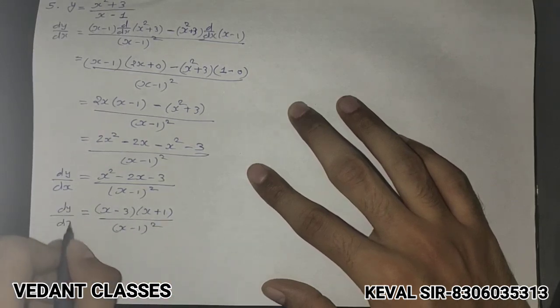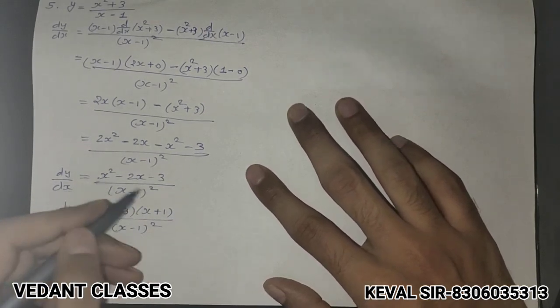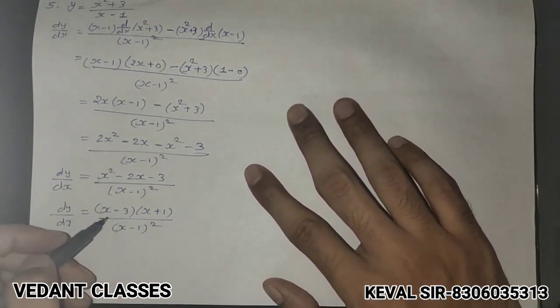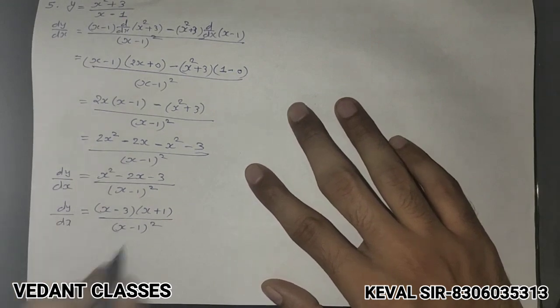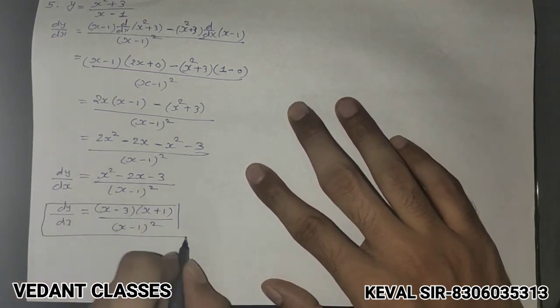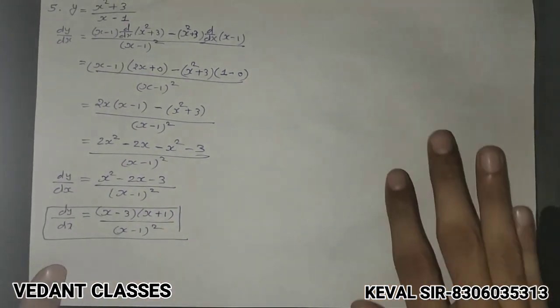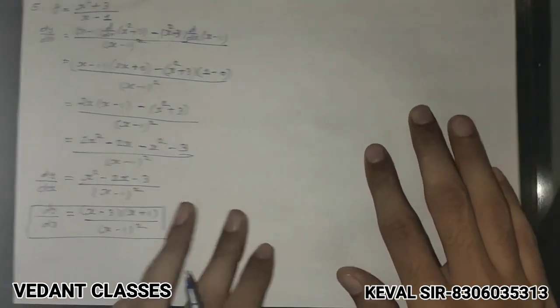You can write the answer like this. Okay, the factor for the x square minus 2x minus 3, it will be x minus 3 and x plus 1. Okay, so this can be the answer. Okay, this will be the answer. Now let's solve the next one.